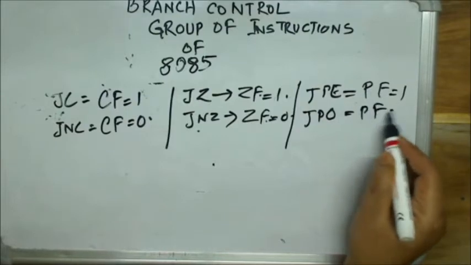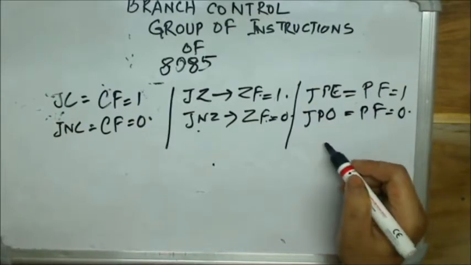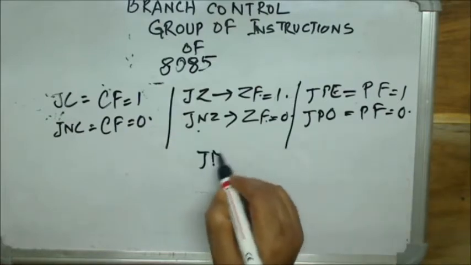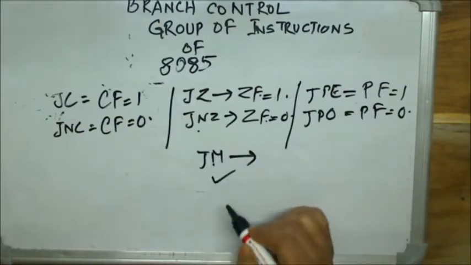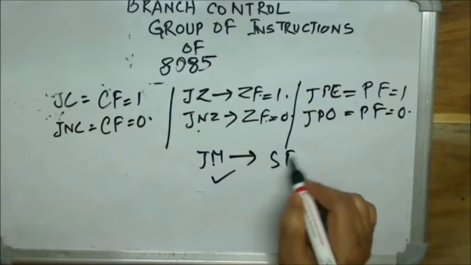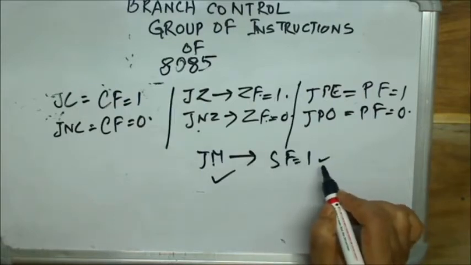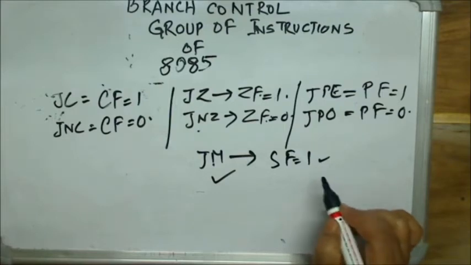That is, if the parity flag is 0, then only it will take a jump. Clear? Then jump if minus. It will check the sign flag, that is, if the sign flag is 1, that is, if the result is negative. Then only it will take a jump.